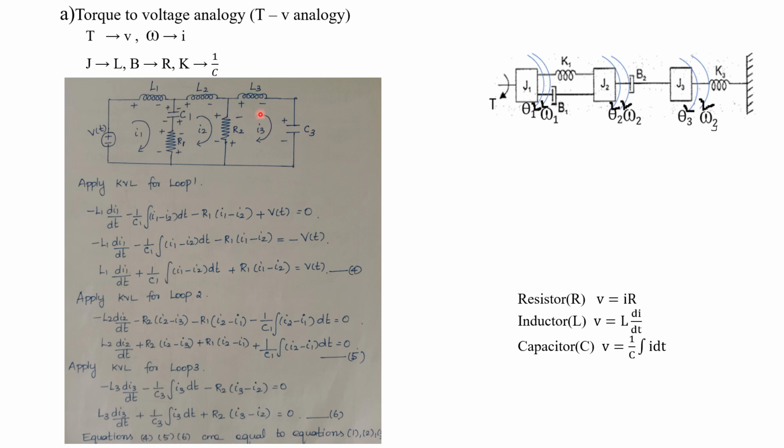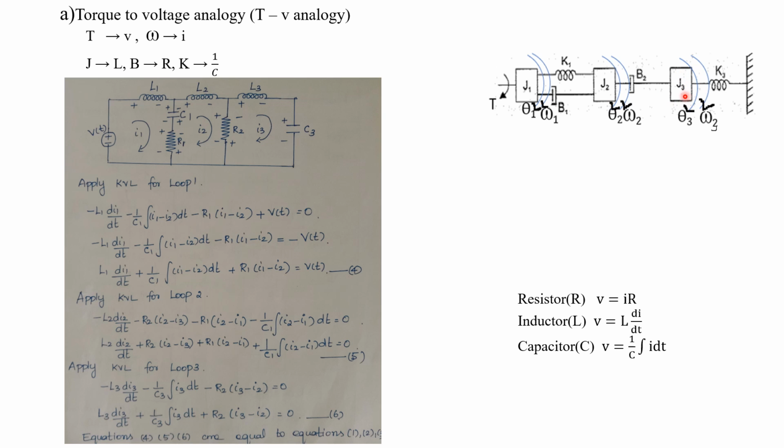Now we have to complete this loop 3. So to complete this loop 3, what we have to do? We have to see this moment of inertia of mass J3. Here there is no applied torque, isn't it? Applied torque is connected only to this J1. So no need to draw a voltage source here. Suppose if you have an applied torque here, what we have to do? Initially here you have to put the voltage source with positive in the right side and negative in the left side.